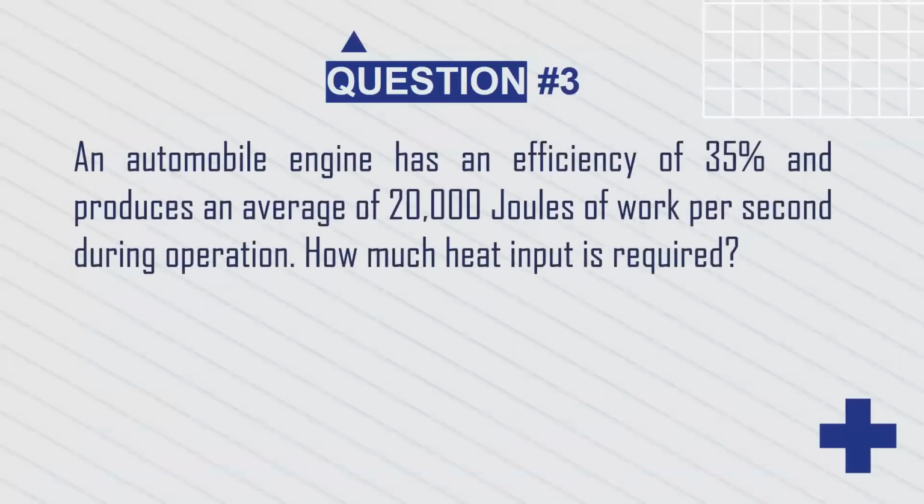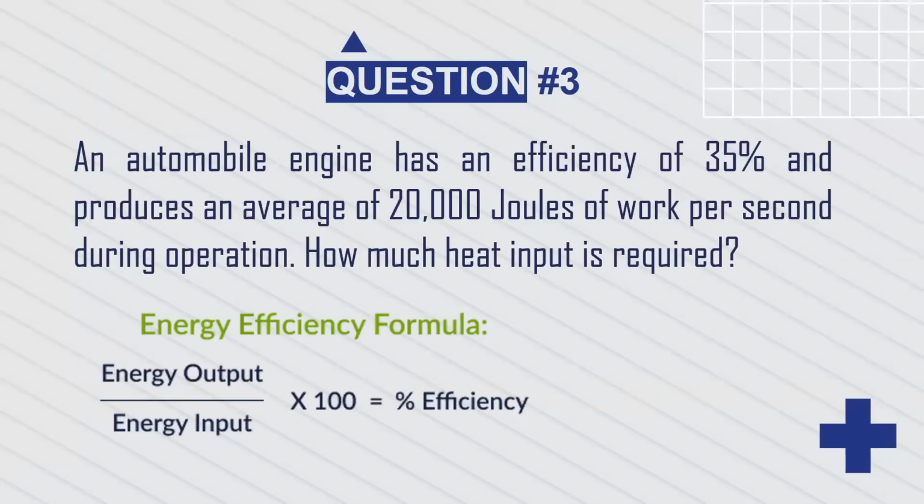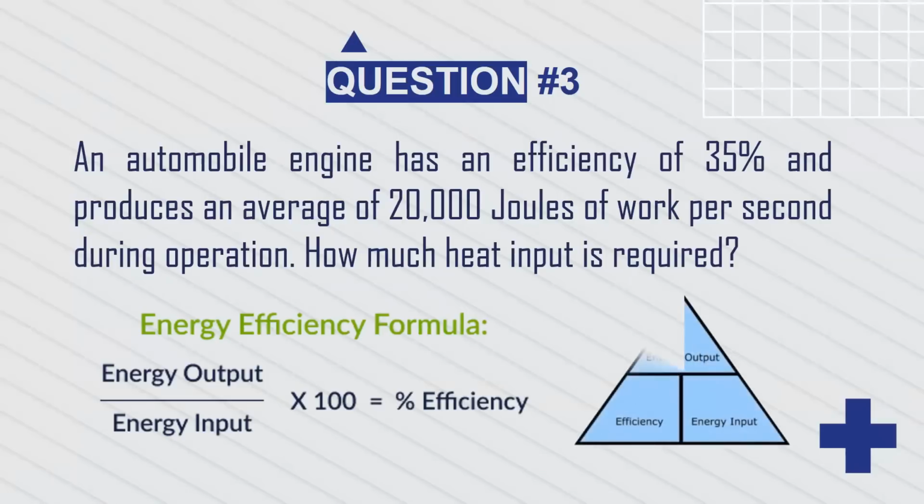An automobile engine has an efficiency of 35% and produces an average of 20,000 joules of work per second during operation. How much heat input is required? Going back, we need to remember our formula for energy efficiency, which is energy output divided by energy input times 100. Again, you may use the pyramid or the triangle to easily remember the formula. We are looking for the heat input or the energy input. So the formula for this one is energy output divided by efficiency.